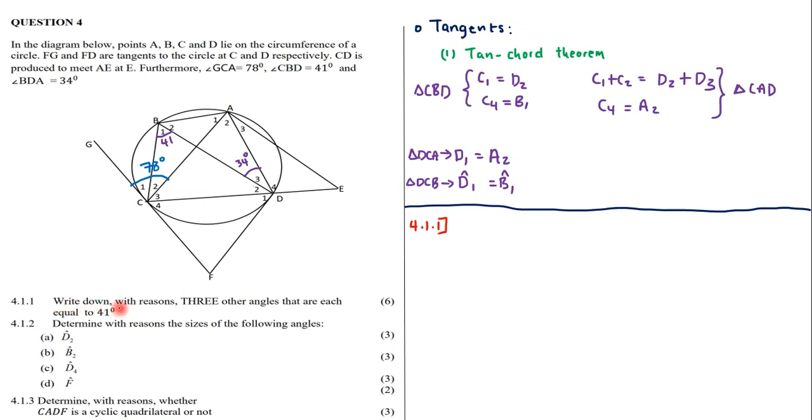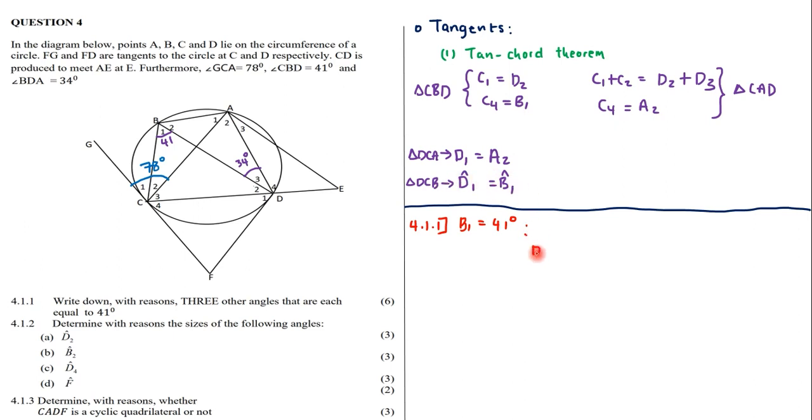So here it says, let's write down with reasons three other angles that are each equal to 41, right? So now here we know that we are given that B1 is 41, right? So now they want us to find other angles that are equal to 41. So how do you find other angles that are equal to 41? So basically what you do is this. You look on your instructions here, or what you were given here. You look for B1 here. So now here we can see there's B1, the first one here.